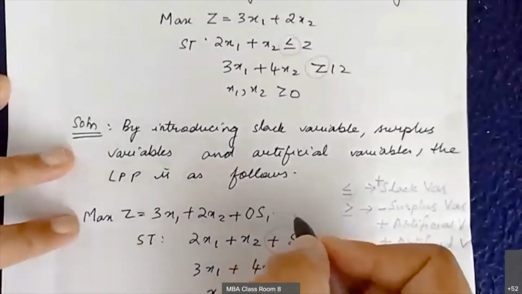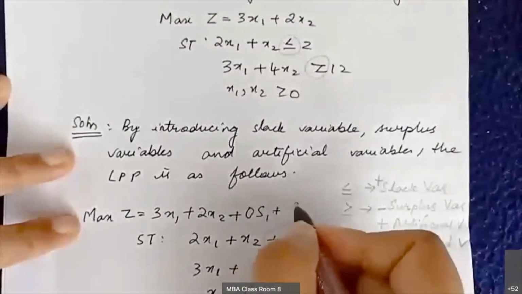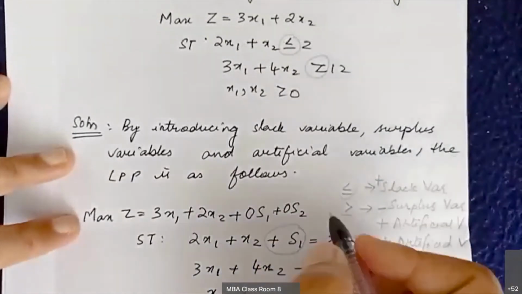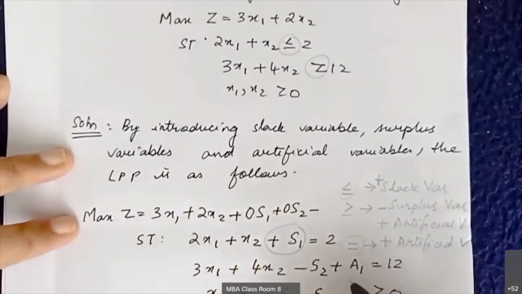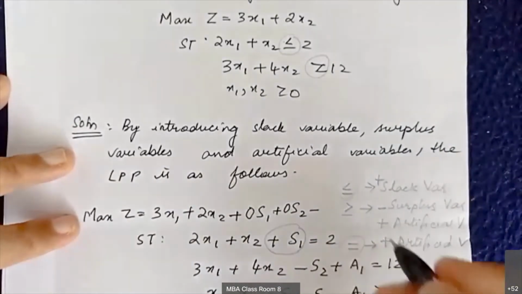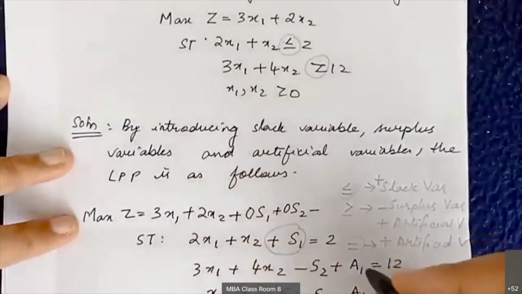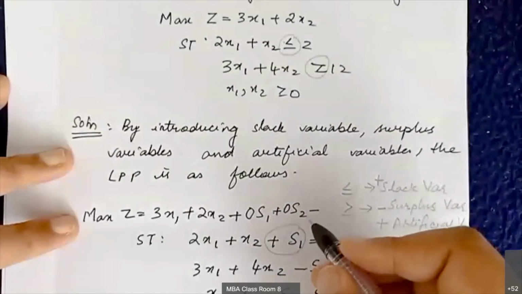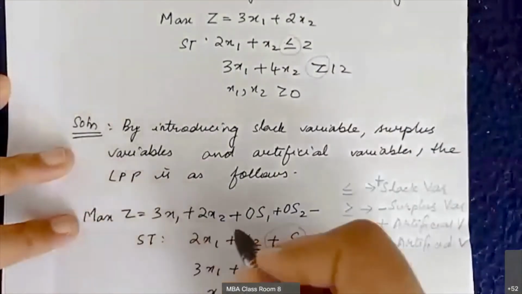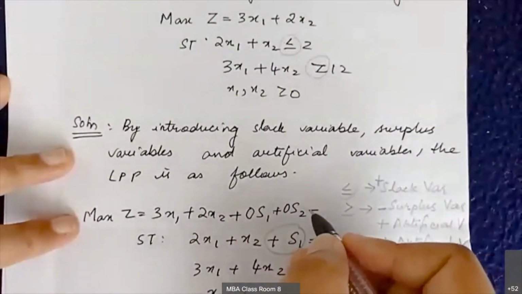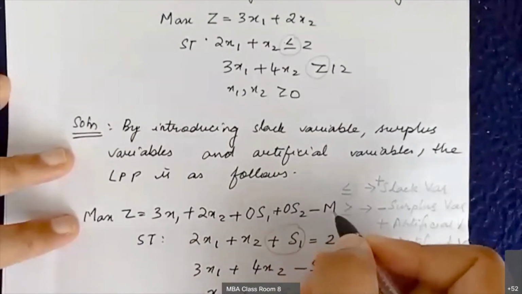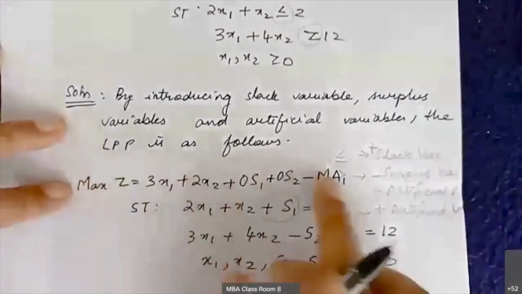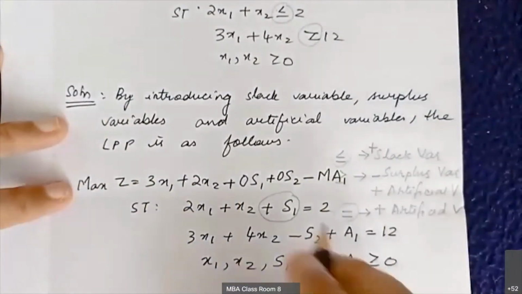So I have to add s2 over here. What is going to be the coefficient? Again, 0. Then minus, I have an artificial variable here. In the instructions, I have already written that if we are using any artificial variable in the constraint, then we have to introduce the artificial variable into the objective function with the coefficient minus M, so minus M a1. This is how the objective function will change. Just listen here once more.